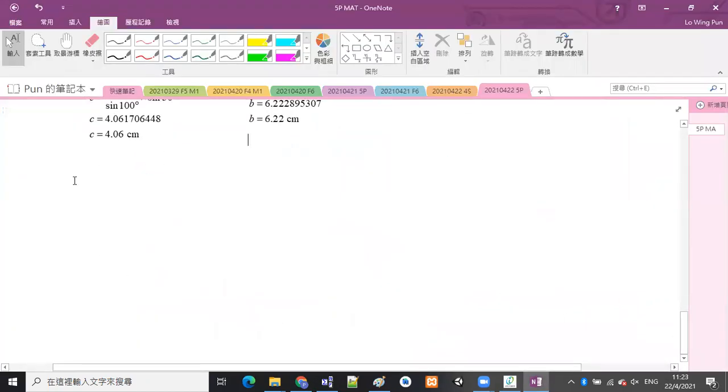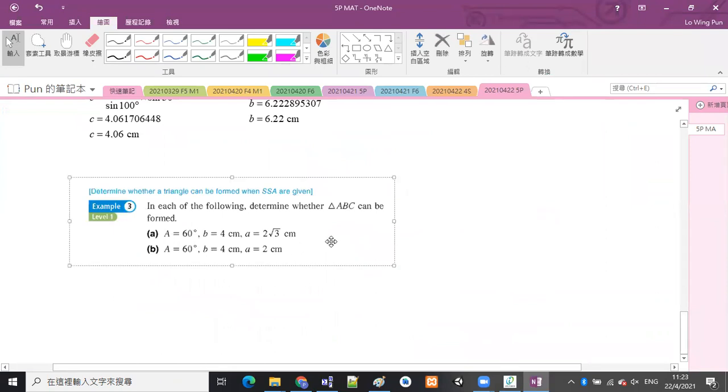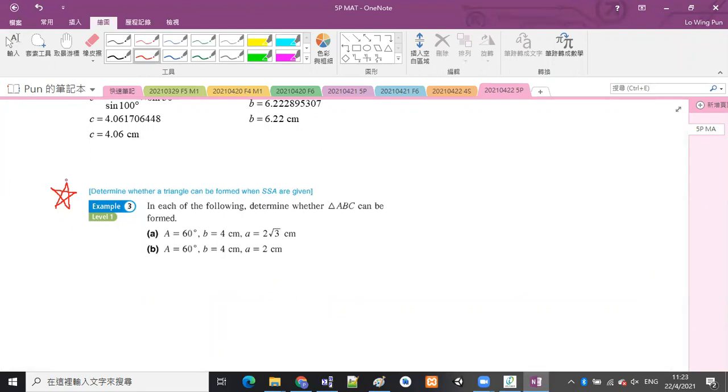This example, please put a star, for example 3. This is a special question type. Okay, the question asks you to determine whether triangle ABC can be formed. Okay, what does it mean?